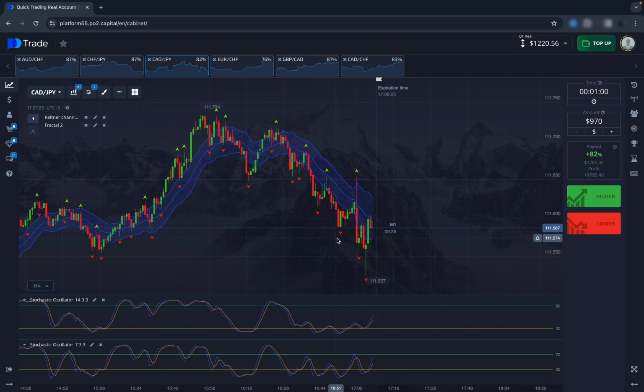You need to look for the formation of new points of extremum and also necessarily to focus your attention on the oversold and overbought areas and further focus on the trend and on the channel indicator. Thank you all for watching.